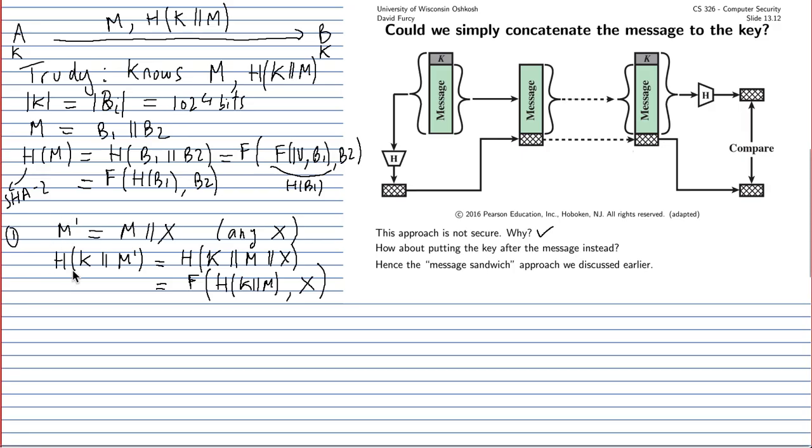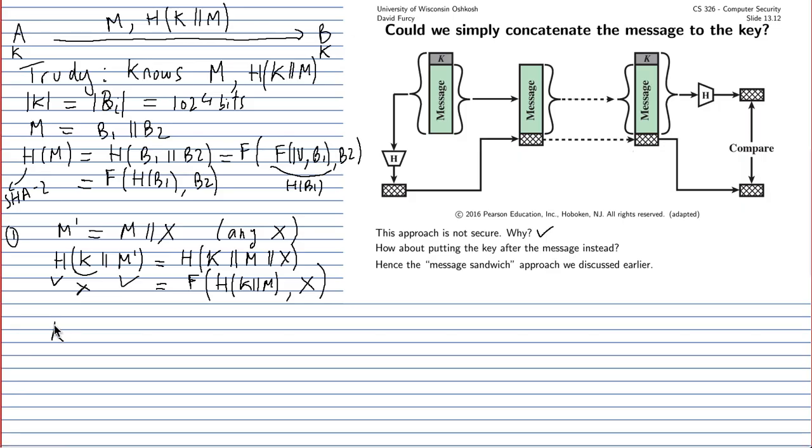The problem is Trudy doesn't know everything here, right? Trudy knows M prime because she knows M and she picked X. She knows the algorithm H because that's the SHA-2 algorithm in this case that was chosen. But Trudy doesn't know K. So she should not be able to compute this hash code. However, this is not what happens.